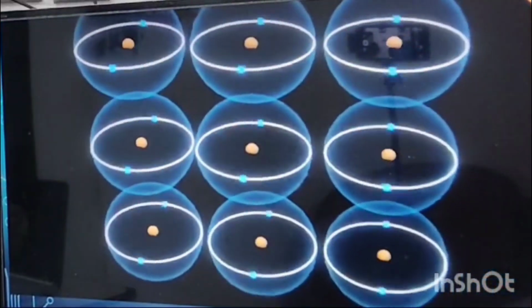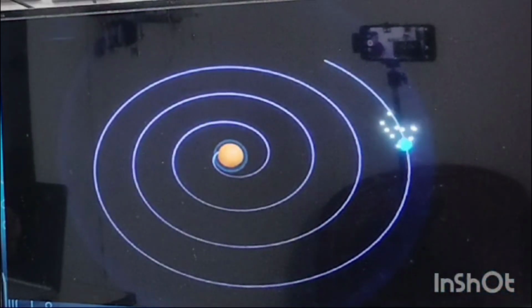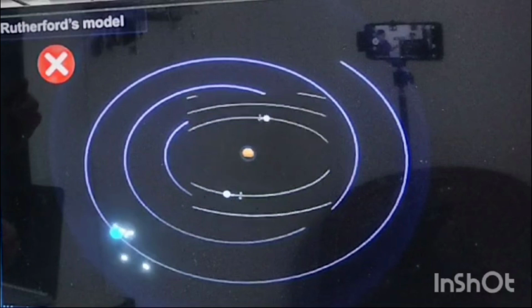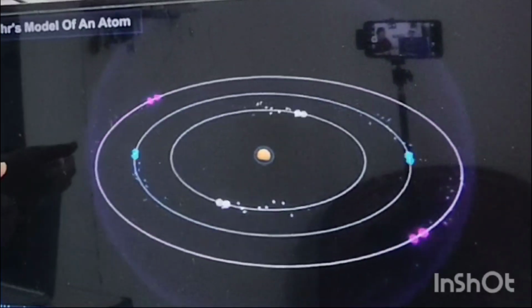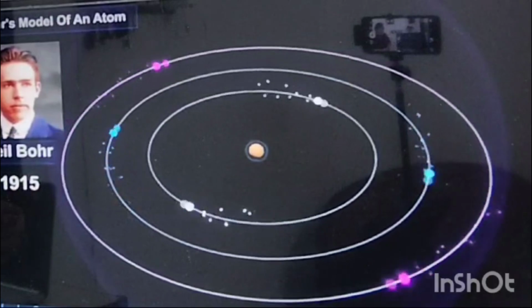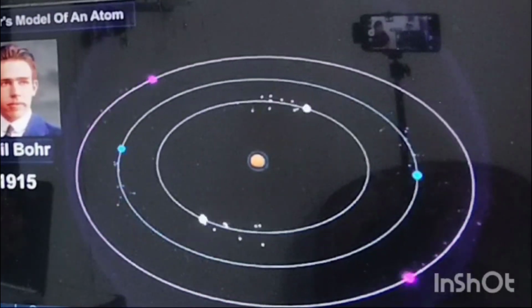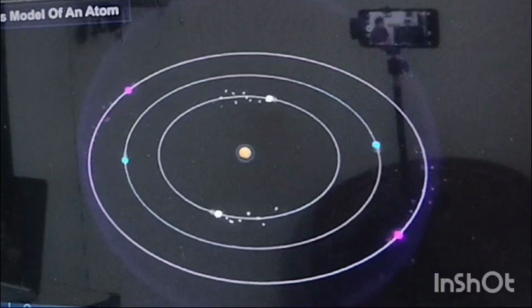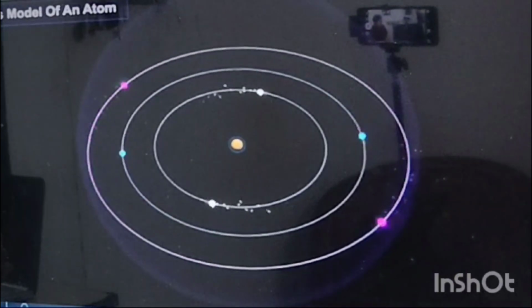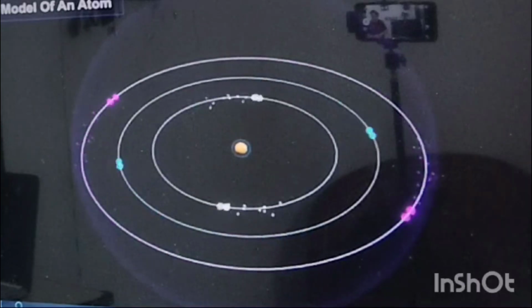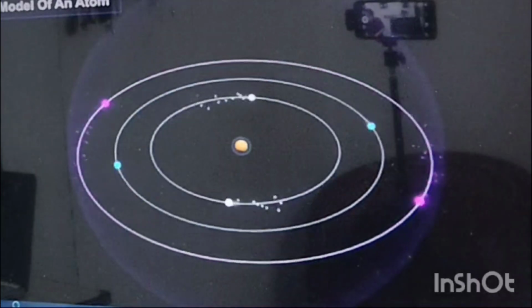Okay, so according to Bohr's model, this is wrong. This is Bohr's model. This is the right one. Electrons are present in different orbits. They will not lose energy when they are moving in a particular orbit. So this was about Bohr's model.